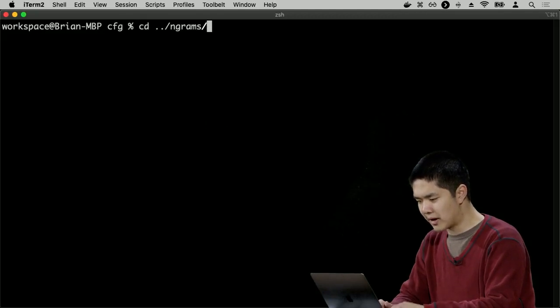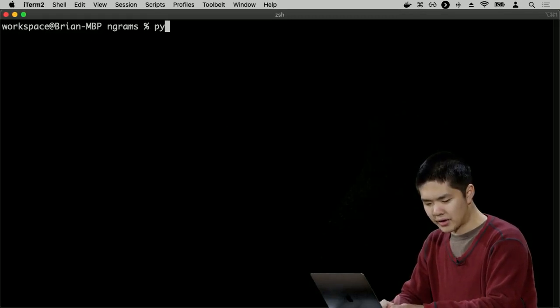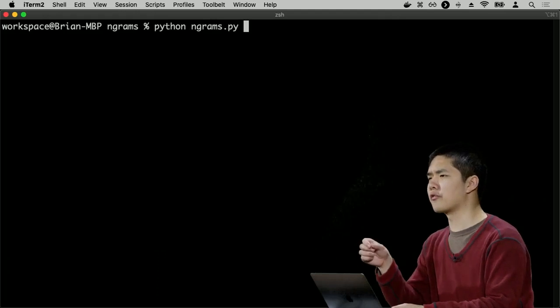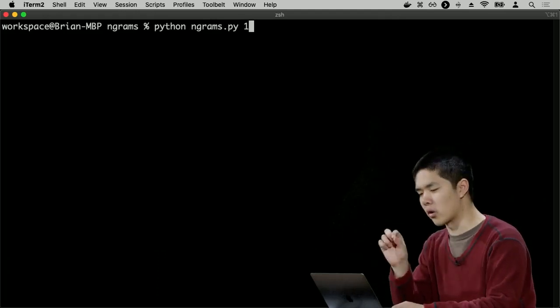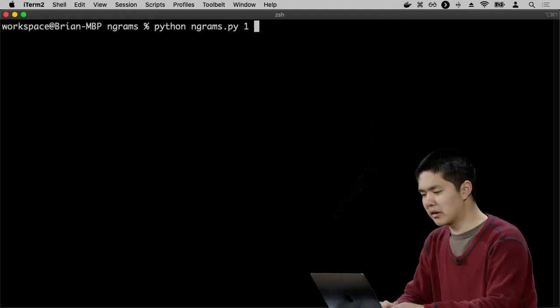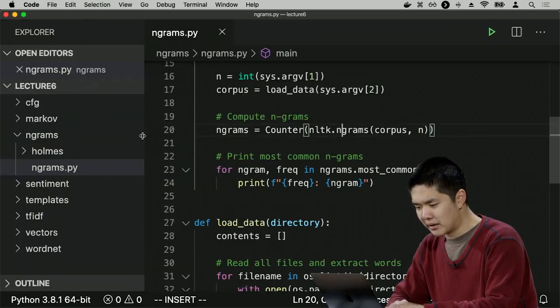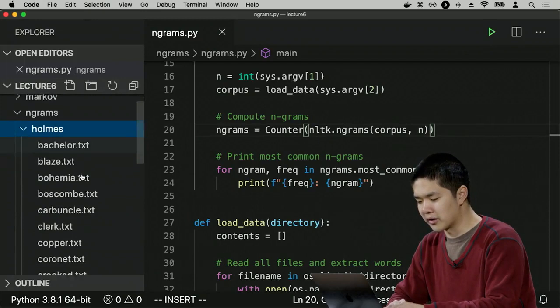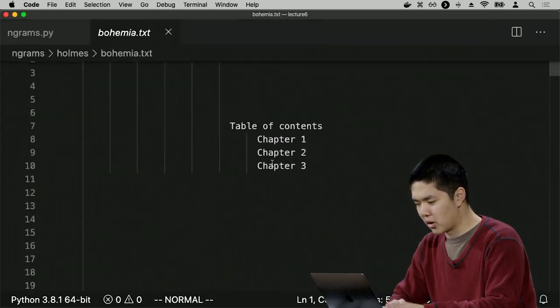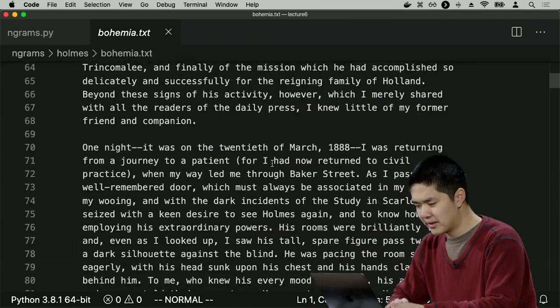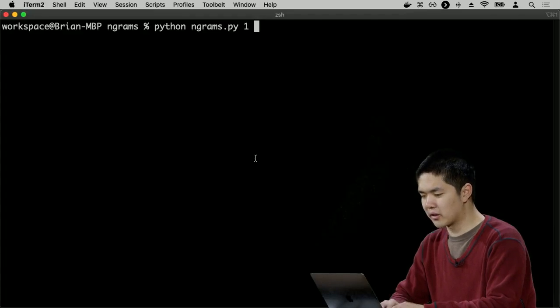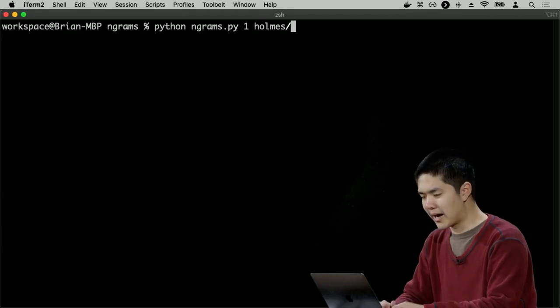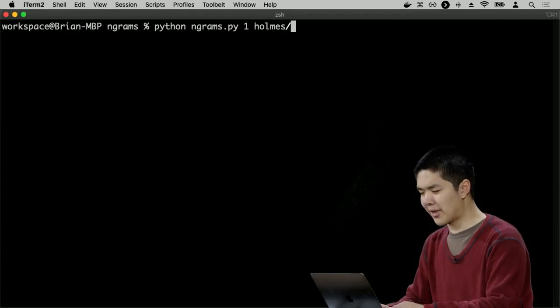We'll go into n-grams. And I'll say something like python ngrams. And let's just first look for the unigrams, sequences of one word inside of a corpus. And the corpus that I've prepared is some of these stories from Sherlock Holmes all here, where each one is just one of these Sherlock Holmes stories. And so I have a whole bunch of text here inside of this corpus. And I'll go ahead and provide that corpus as a command line argument.